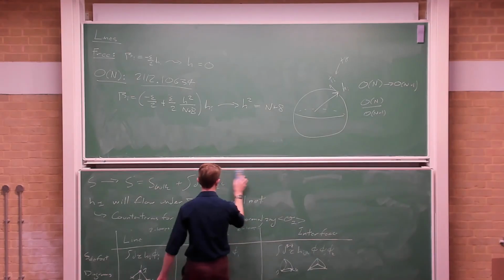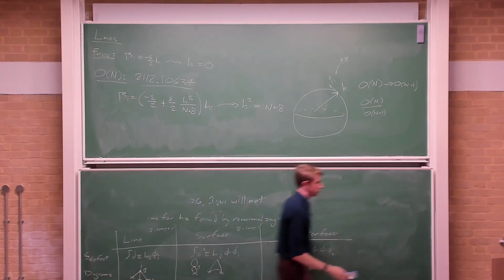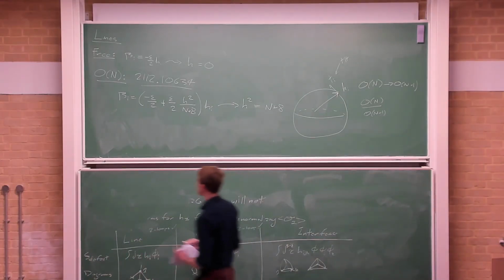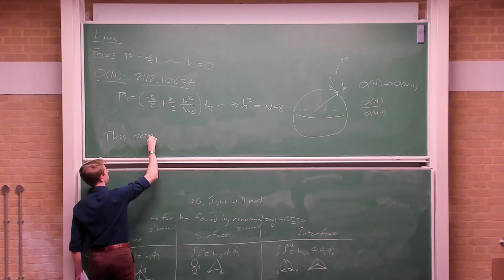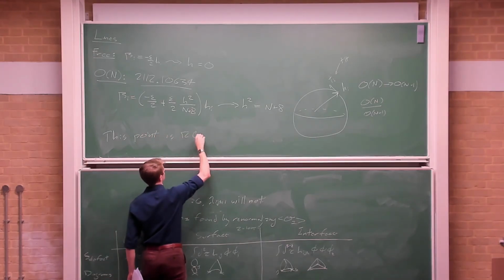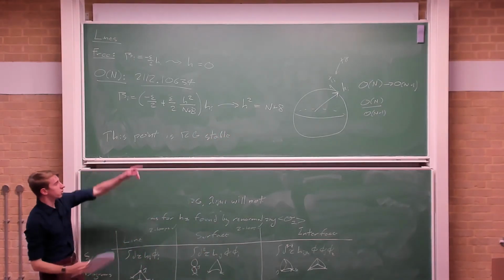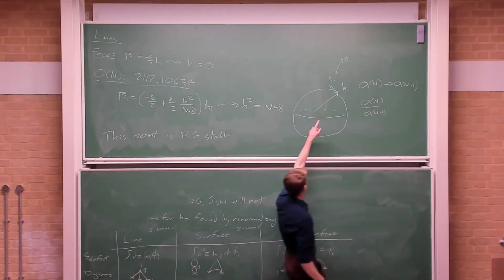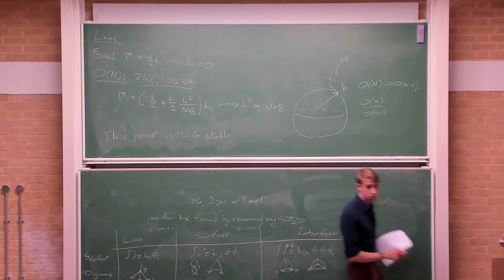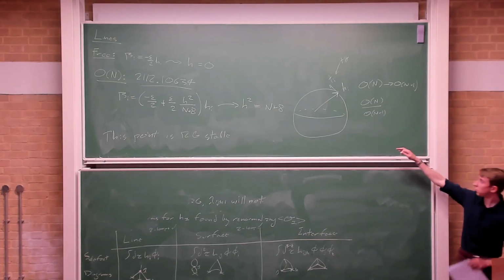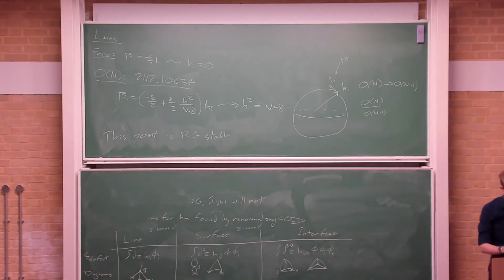Okay, so the ON case is also fairly straightforward, I should say. So I want to talk about RG stability. I should say that this point is RG stable. So there exist no relevant operators for this defect, which was confirmed by the anomalous dimension being always positive, so it's always irrelevant. That's right.